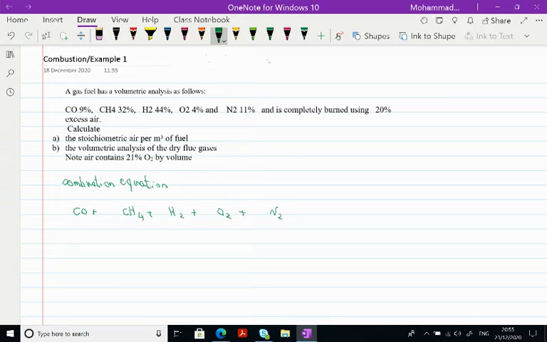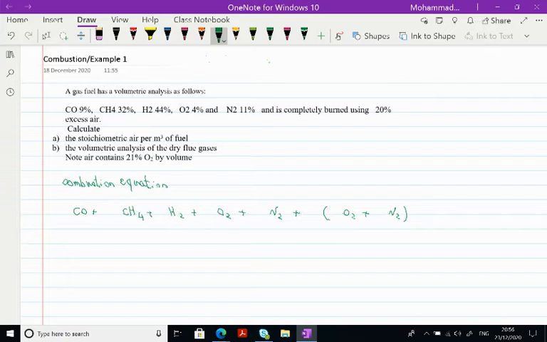And for combustion, we need the presence of oxygen and basically the presence of the air in the atmosphere. So we consider the elements of air, that means oxygen and nitrogen. This is the left-hand side of the combustion equation.